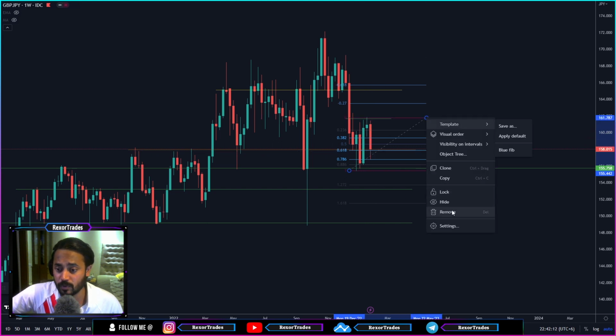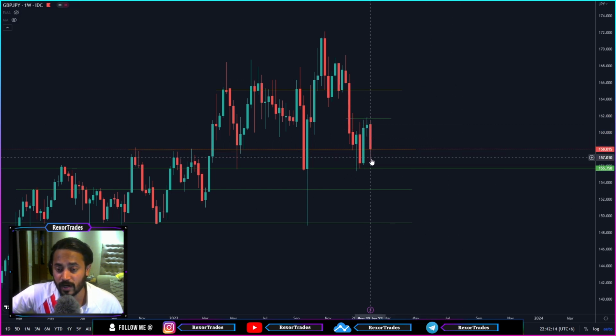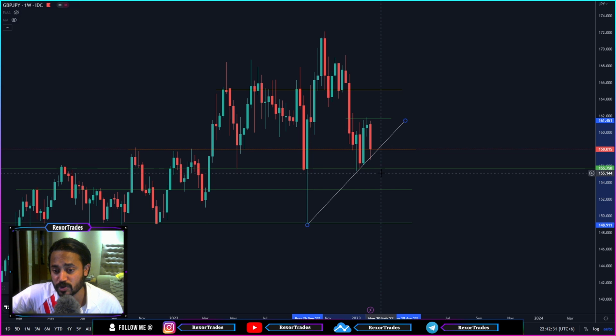Now this pullback move from GBPJPY could either continue to form higher lows and continue to push up from here while moving in respect to this possible uptrend line being formed over here, or GBPJPY could face some sort of resistance around here and continue pushing down, continuing this bearish momentum to make a breakout of these previous lows to create new lower low, continuing this bearish run over here.